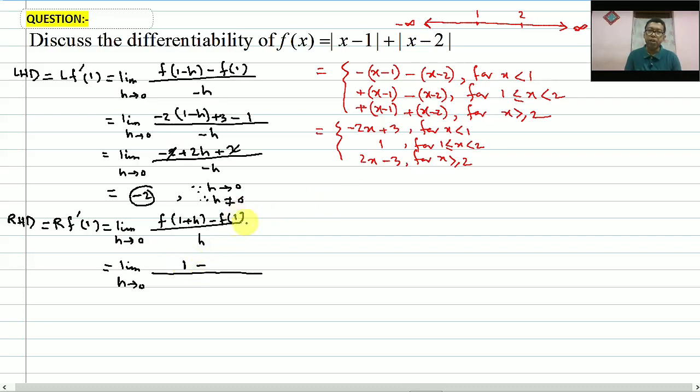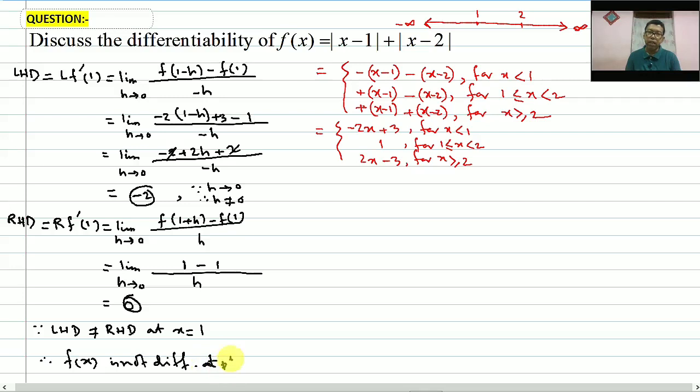What is f of 1? That means the value of the function f of x at the point x equal to 1. Obviously at x equal to 1 the value of the function is 1. So put 1, and whole divided by h. Obviously this value is equal to 0. Now say that the RHD is equal to 0 and the LHD is equal to minus 2. Since LHD is not equal to RHD at the point x equal to 1, the function f of x is not differentiable at the point x equal to 1.